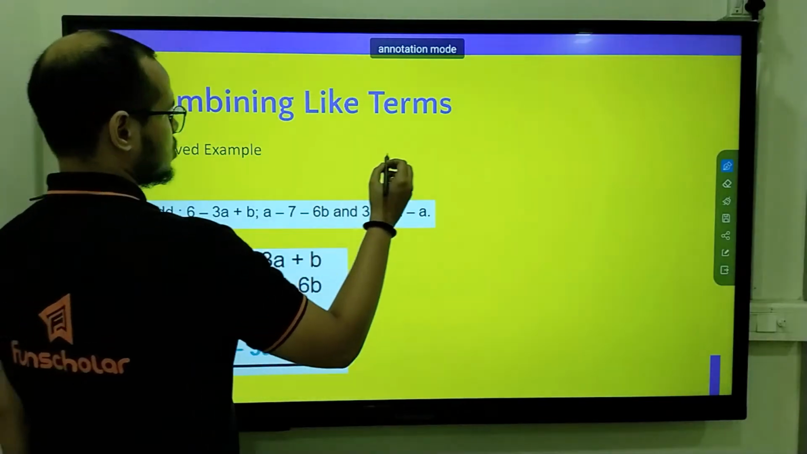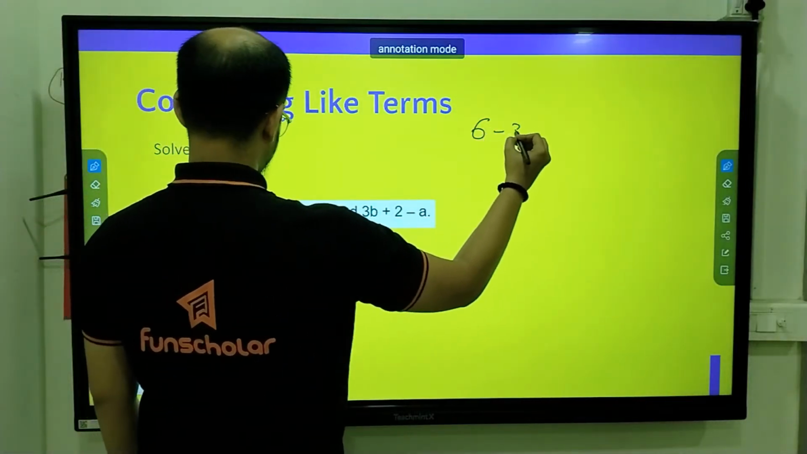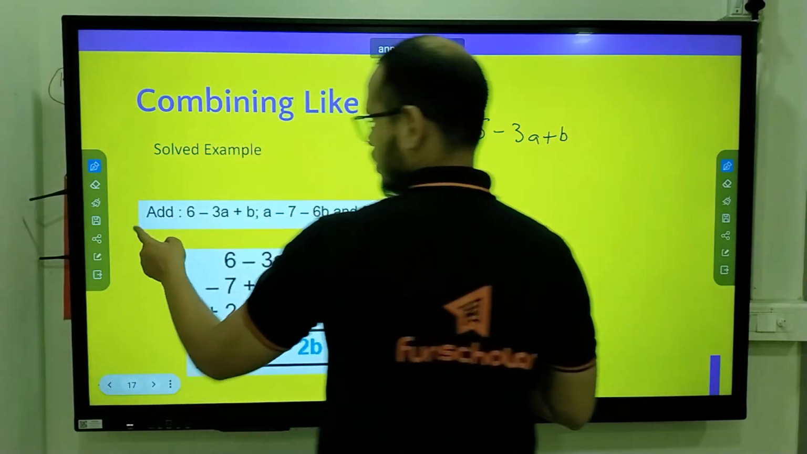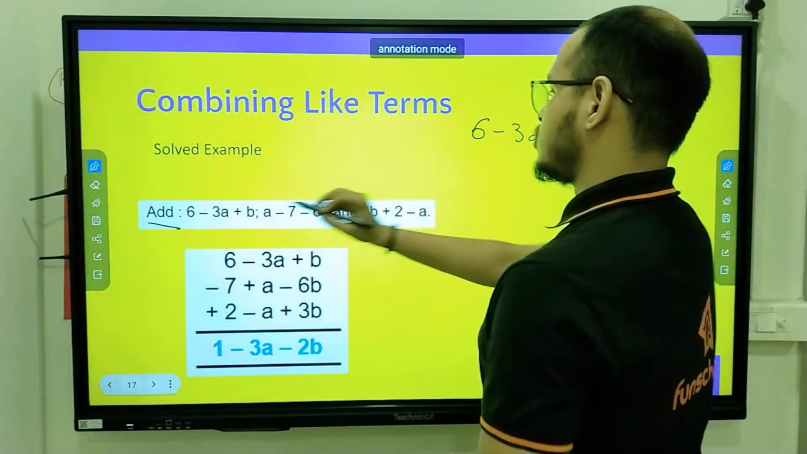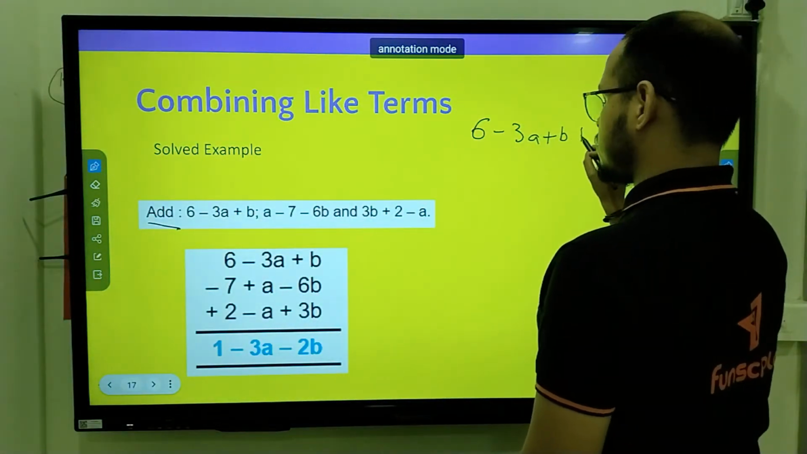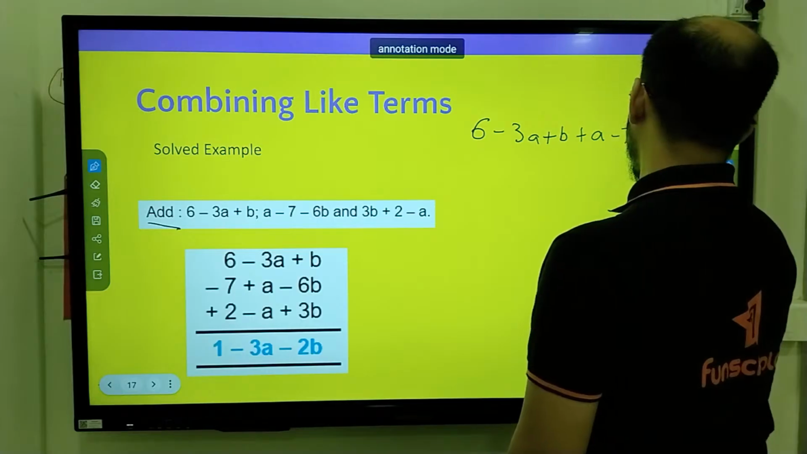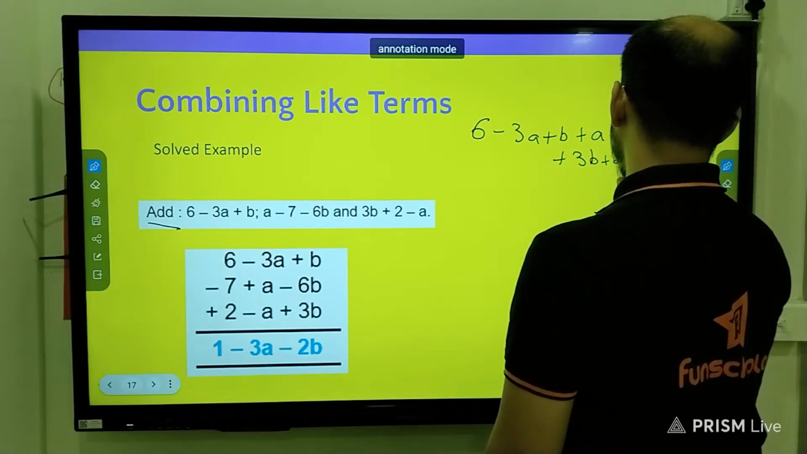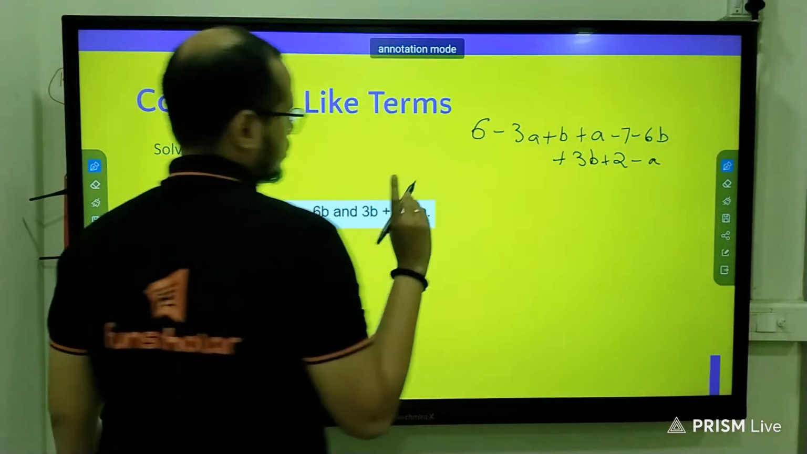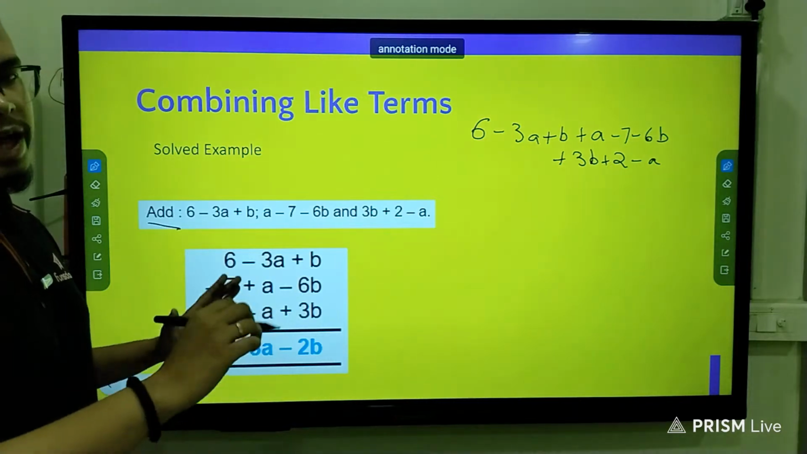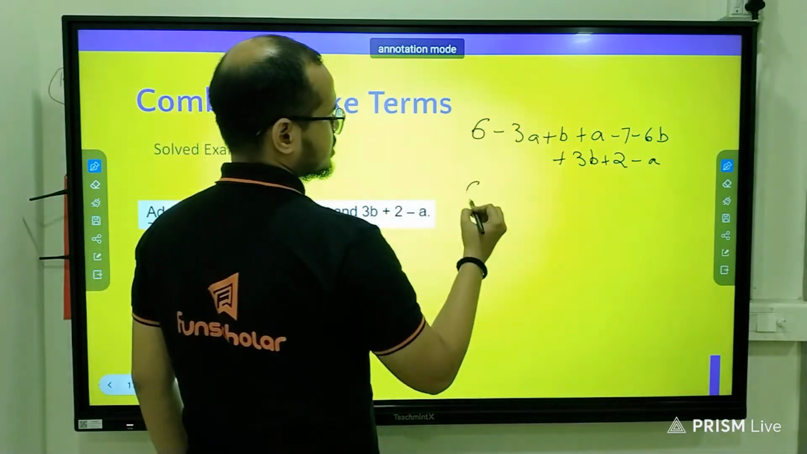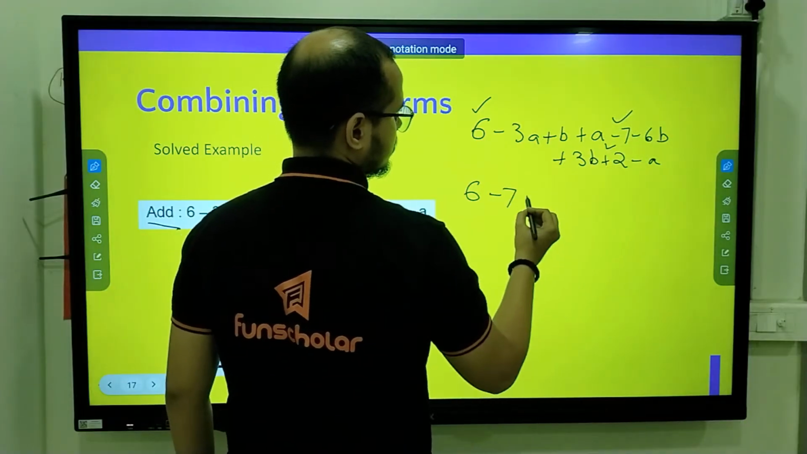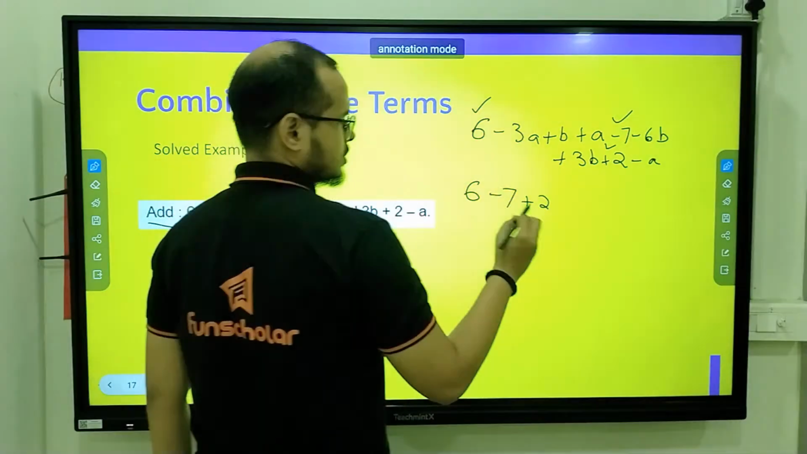Let's try. So we have 6 minus 3a plus b, add, here add is given, right? So 6 minus 3a plus b plus a minus 7 minus 6b plus 3b plus 2 minus a. Okay, first priority is to make all the like terms together. So 6 done, then let's see -7 done, then +2 done. Okay, this is the first set of like terms.